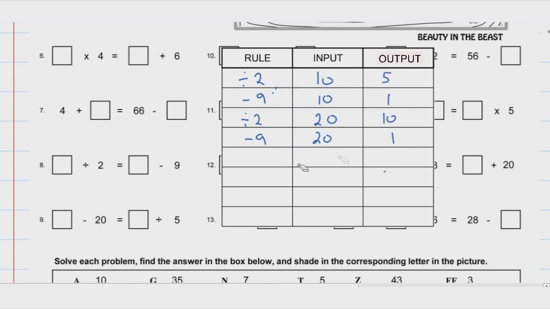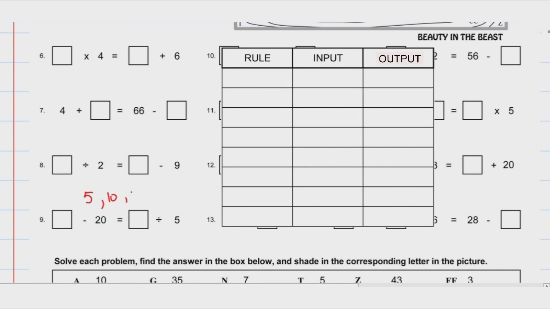Let me clean this up again. Take a look at it. You're subtracting 20 and dividing by 5. So let's do it in red. So we're dividing by 5, which means it has to be a multiple of 5.